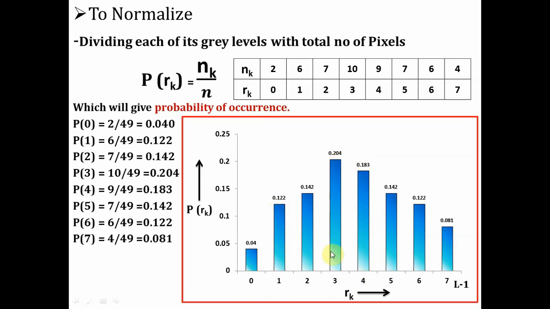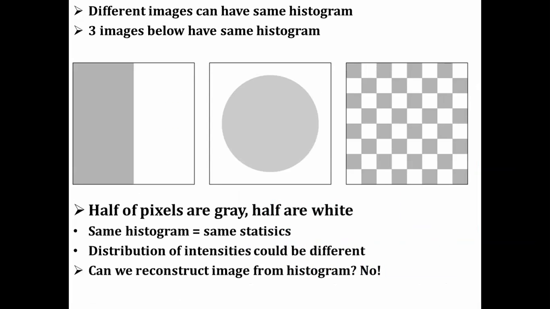This is nothing but the normalized version, or normalized histogram, when you divide your number of pixels by the total number of pixels. Okay, this is the normalized version. Now, can different images have the same histogram? Yes.